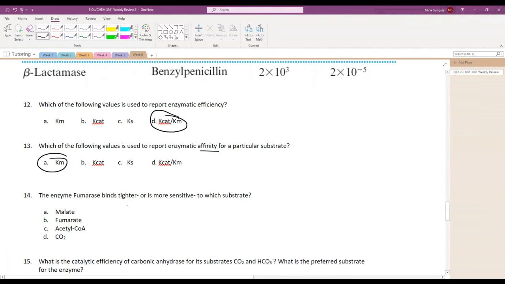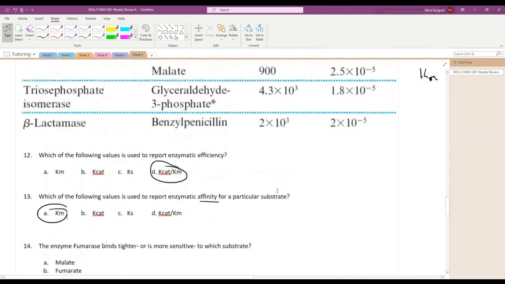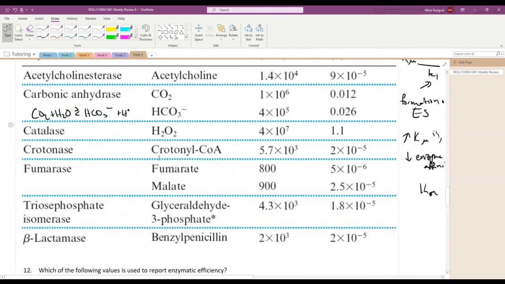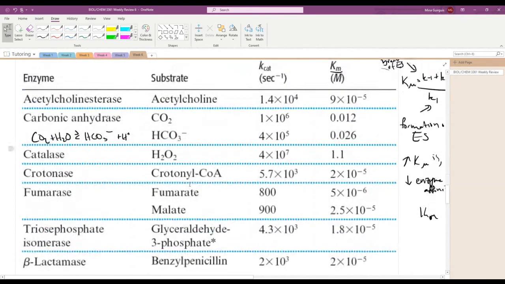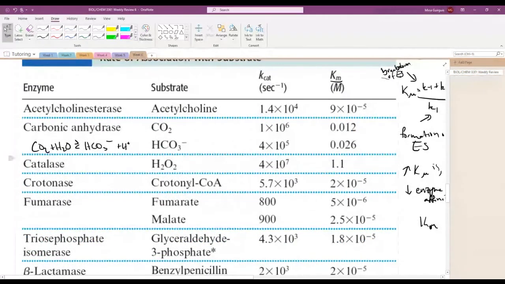The enzyme fumarase binds tighter to or is more sensitive to which substrate? So fumarase has two substrates, fumarate and malate. Okay, so when it says binds tighter to, is it talking about Kcat? Is it talking about Km? Or is it talking about Kcat over Km? What do you guys think?